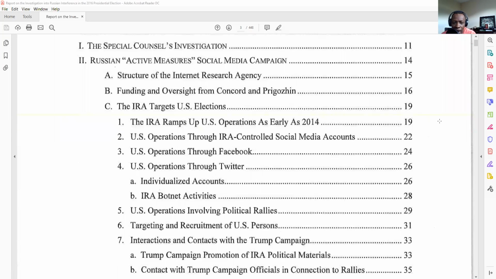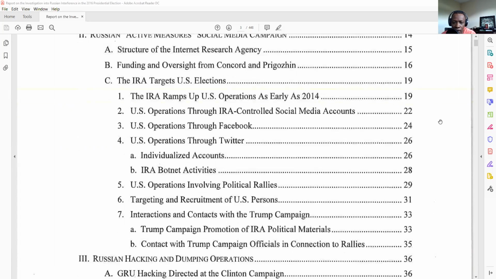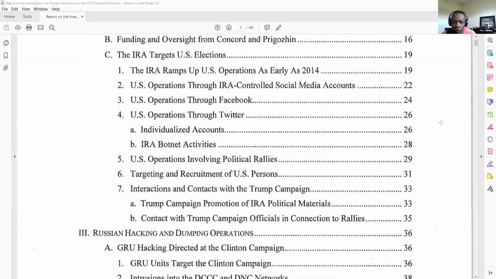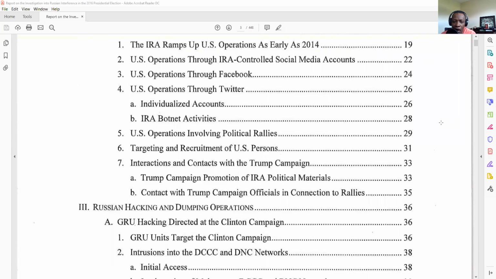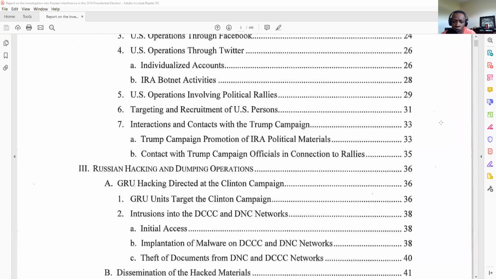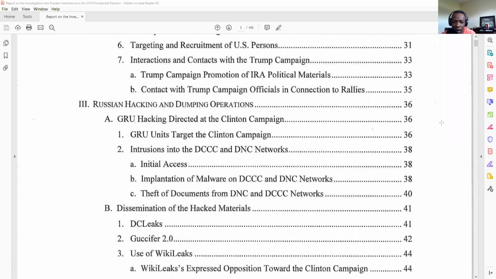Prigozhin, the IRA targets U.S. elections. The IRA ramps up U.S. operations as early as 2014. U.S. operations through IRA-controlled social media accounts, U.S. operations through Facebook, U.S. operations through Twitter, individualized accounts, IRA botnet activities, U.S. operations involving political rallies, targeting and recruitment of U.S. persons, interactions and contact with the Trump campaign.